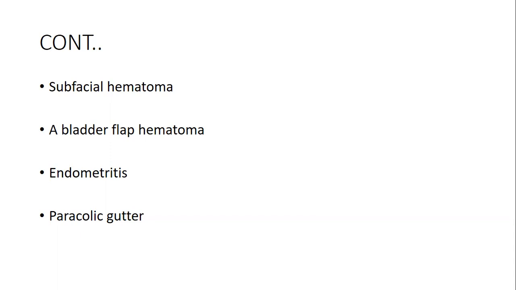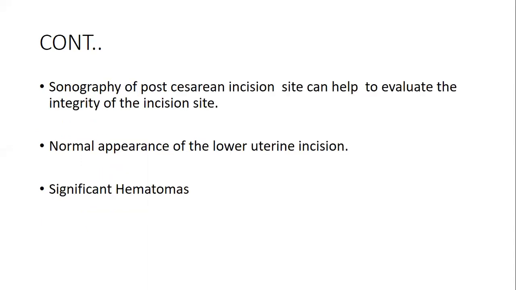Paracolic gutter lesions or hematomas may also be seen within the paracolic gutters. This may be due to inadequate aspiration during surgery. Remember, as you are cutting, there is bleeding that goes on within the site of incision. So bleeding may be there, but because of poor or inadequate aspiration of blood within the peritoneum, this may result in paracolic gutter hematomas that may also present. But sonography of the post-Cesarean section site can help to actually appreciate or evaluate the integrity of the incision site. So normal appearance of the lower uterine incision becomes very key.